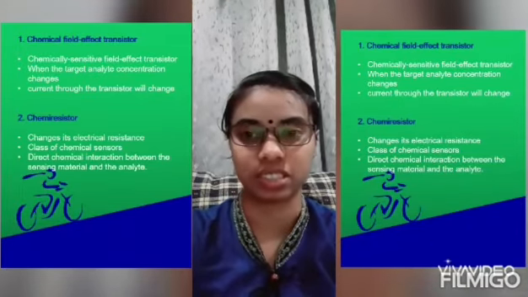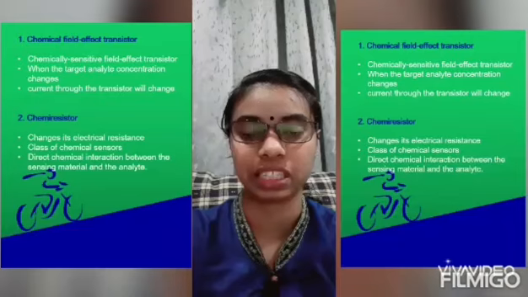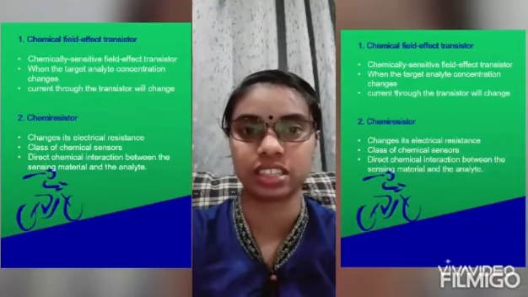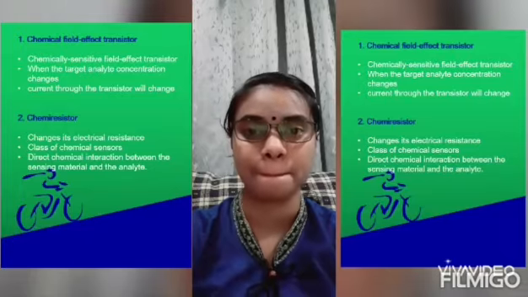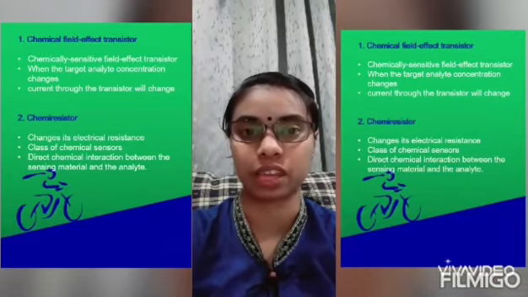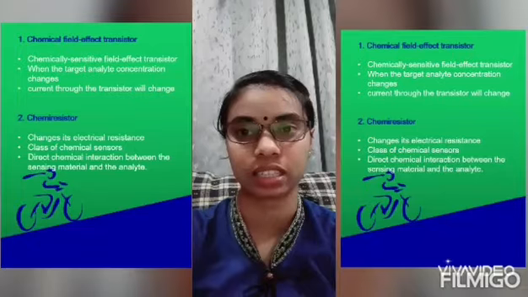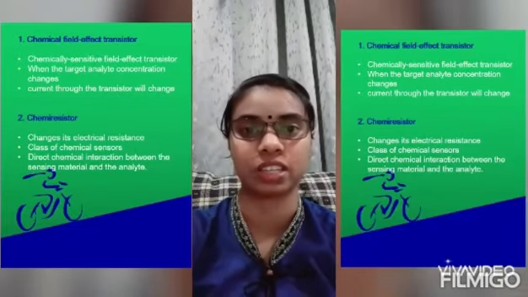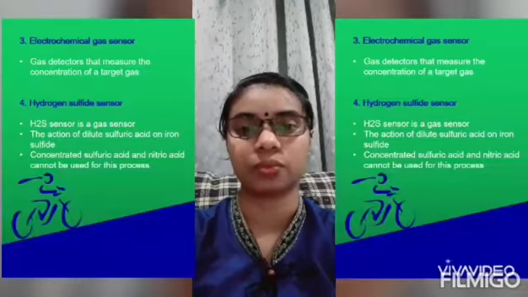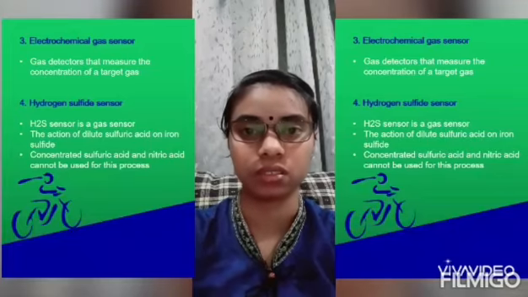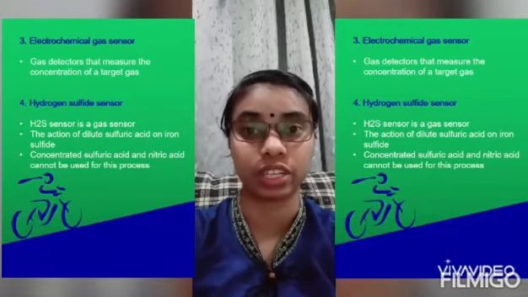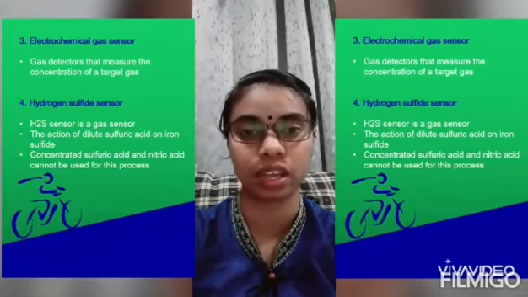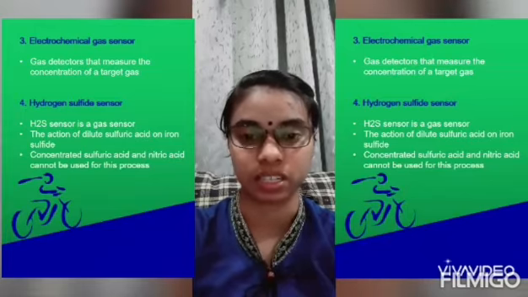Second, chemiresistor. A chemiresistor is a material that changes its electrical resistance in response to change in the nearby chemical environment. Chemiresistors are a class of chemical sensors that rely on the direct chemical interaction between the sensing material and the analyte. The electrochemical gas sensors are gas detectors that measure the concentration of a target gas by oxidizing or reducing the target gas at an electrode and measuring the resulting current.